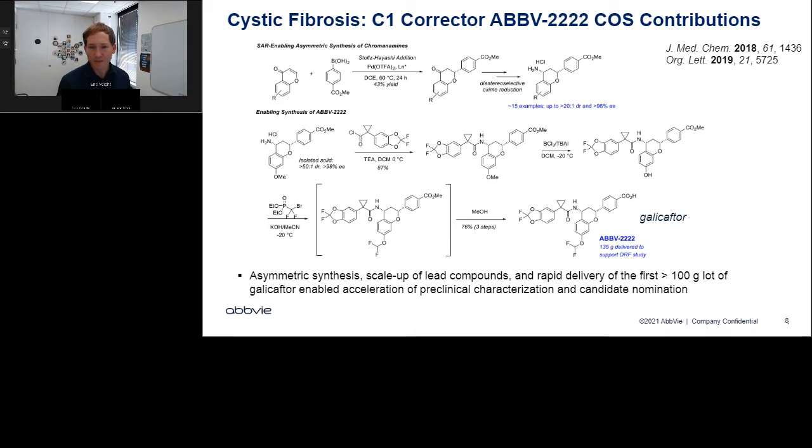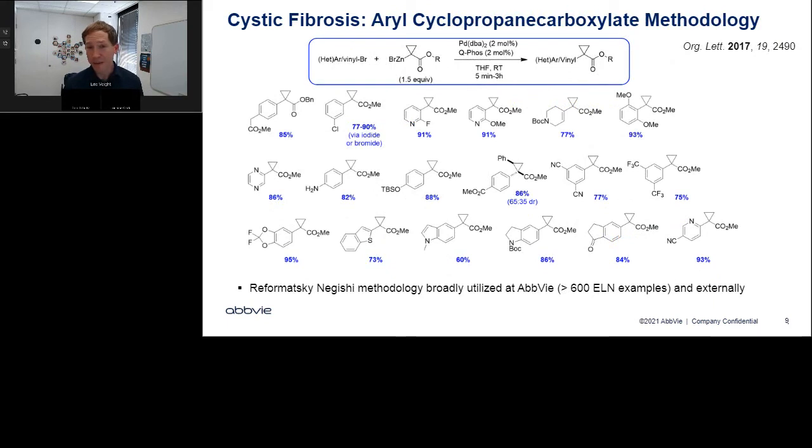So we needed an improved synthesis of this aryl cyclopropane carboxylate as part of this effort. So with that, we explored a new method that didn't exist at the time, a general method to couple a cyclopropyl anion, specifically this cyclopropyl Negishi reagent that can be obtained just from zinc insertion into the bromide. We found that this coupled incredibly well with a wide variety of aryl halides.